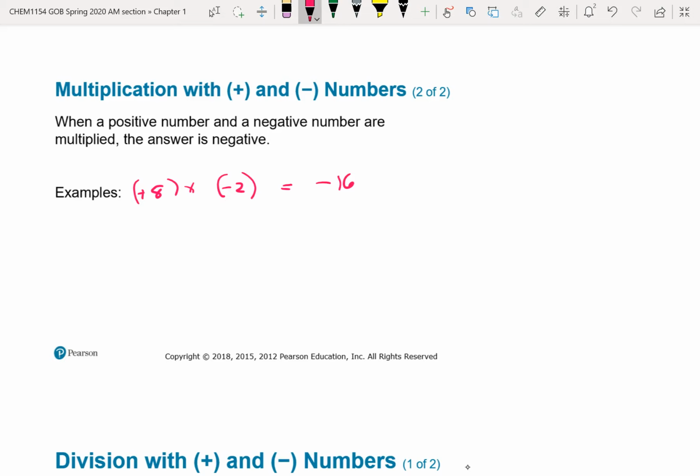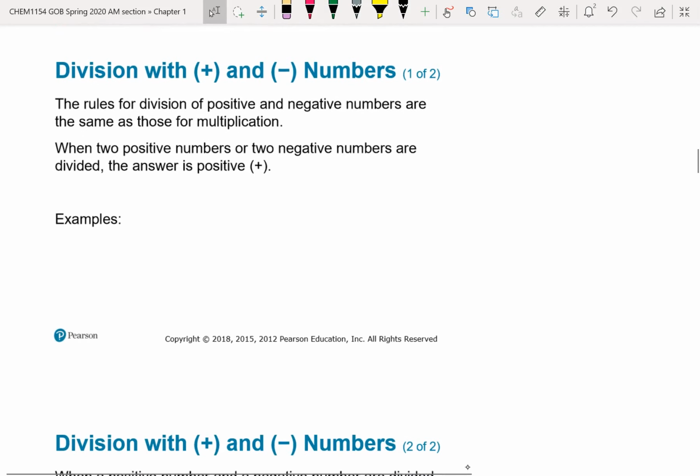And conversely, if I have negative 2 times positive 8, or negative 8 times positive 2, that's also going to give me negative 16. So when the signs are different, the answer is going to have a negative sign.